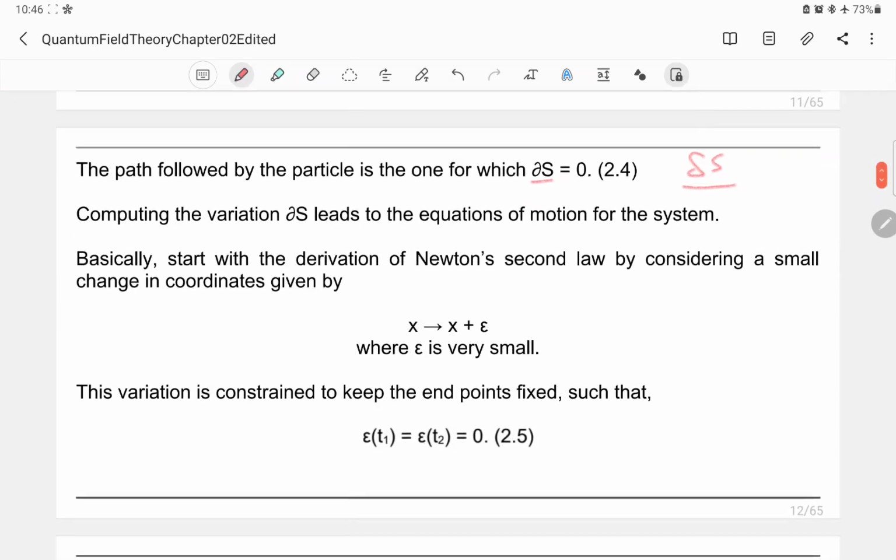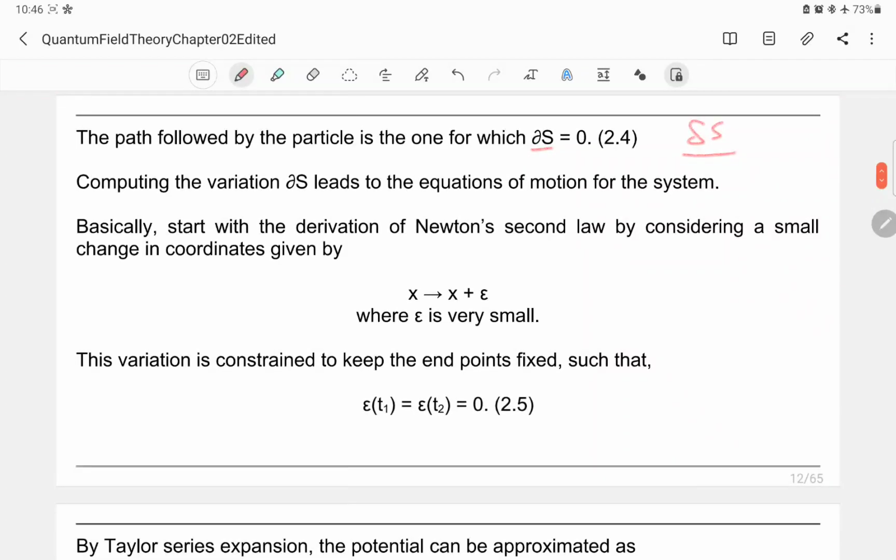So computing the variation of the path leads to the equations of motion for the system, and we will find out that this is just the Euler-Lagrange equation. So basically, we go back to classical mechanics and start with the derivation of Newton's second law. So we consider a small change in coordinates given by this one as a start.